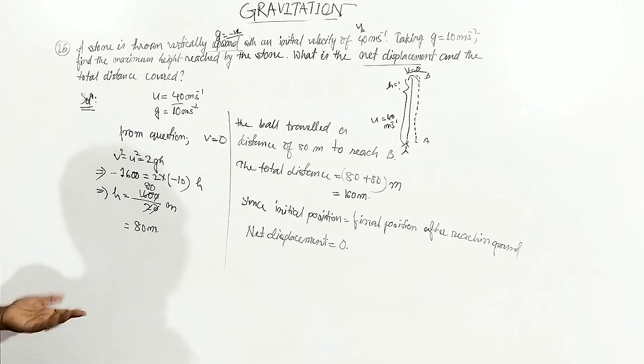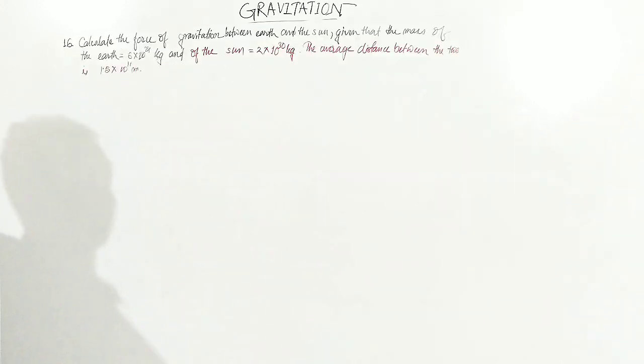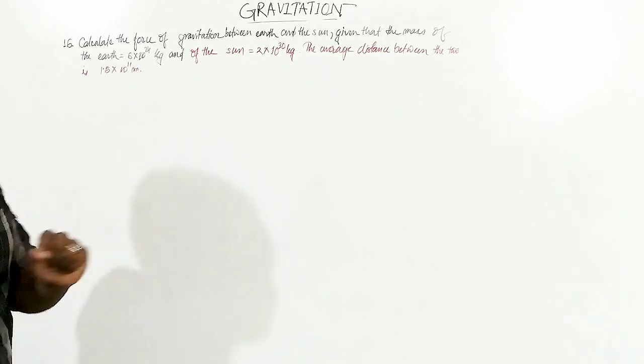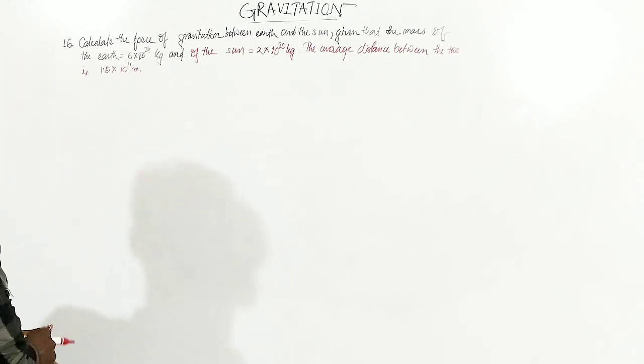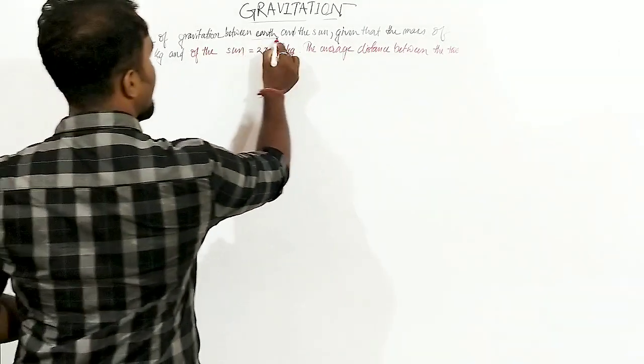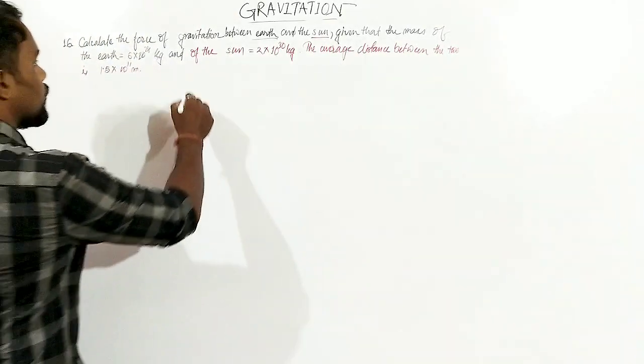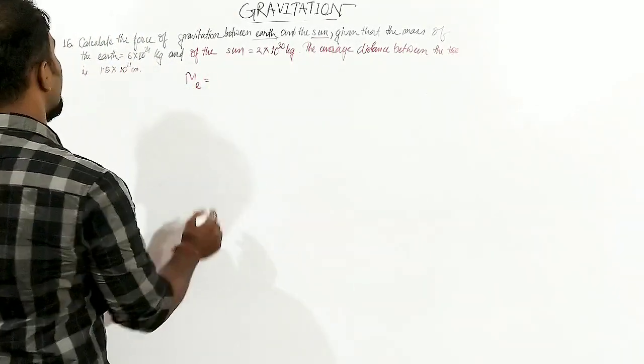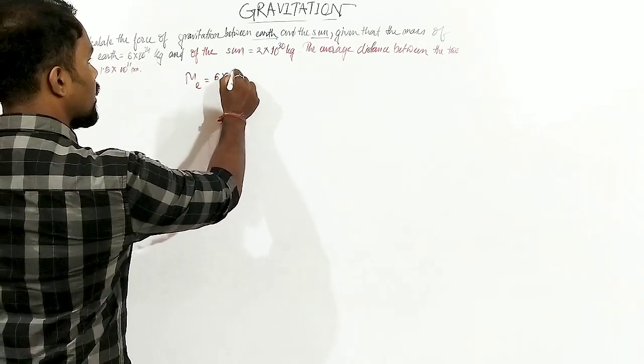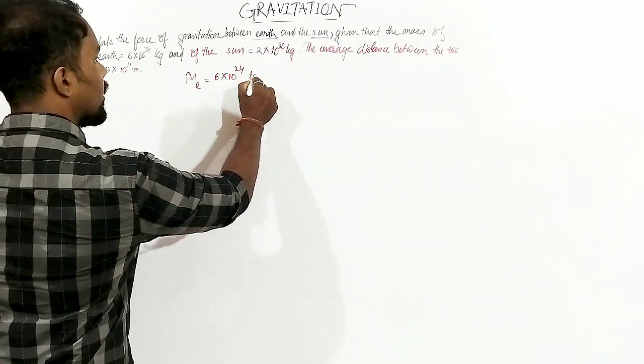Now we are going to move towards our next question. Okay, this is our next one, that is question number 16. The 16th question says: calculate the force of gravitation, that is the F due to gravitation, between the Earth and the Sun. Given that the mass of the Earth, we will write it down first. Mass of the Earth ME is given as how much? 6 into 10 to the power 24 kg, right?